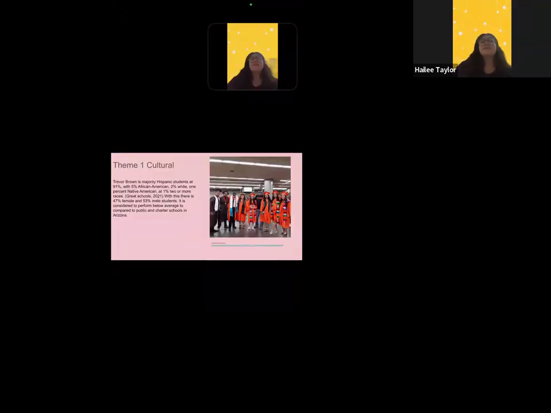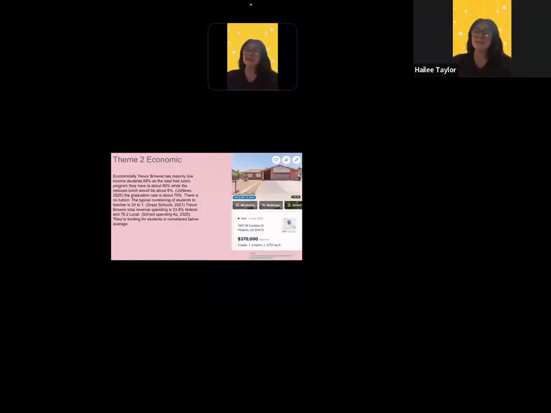Here is a picture of students at their graduation. As you can see, many students are wearing their different cultural representations. Also, Trevor Brown is a mainly Hispanic school. Overall, they do bring a lot of diversity to their campus, and it's very nice to be able to be there and to be a part of that and see that.